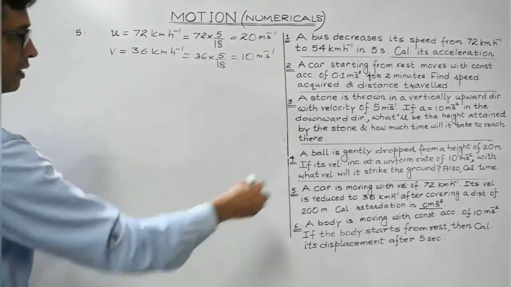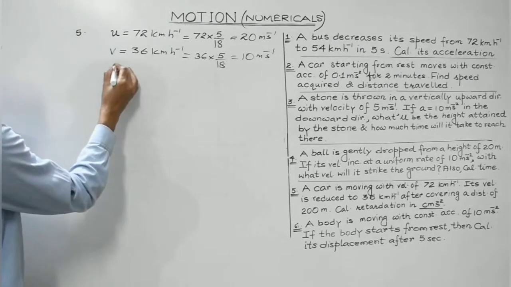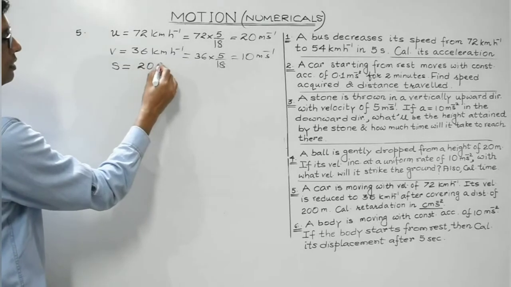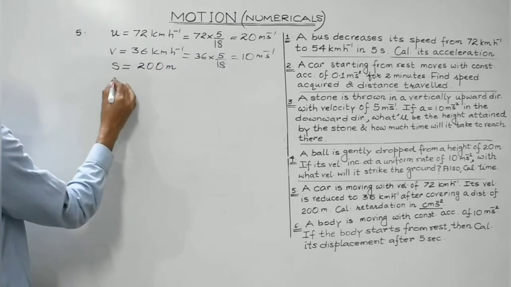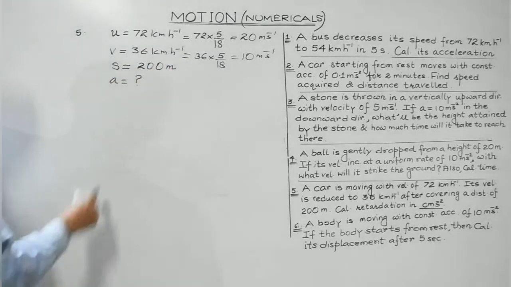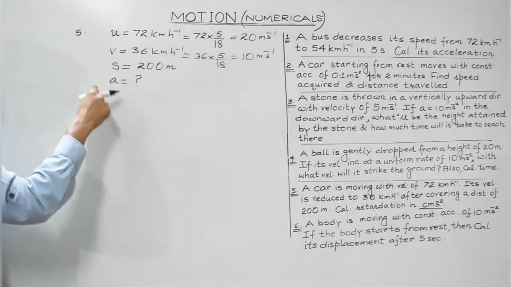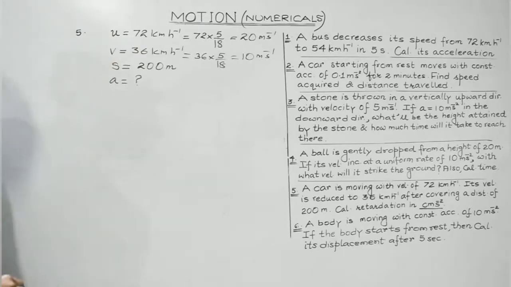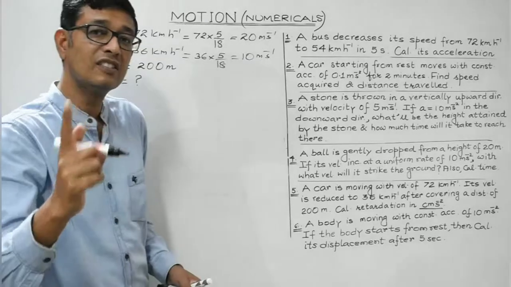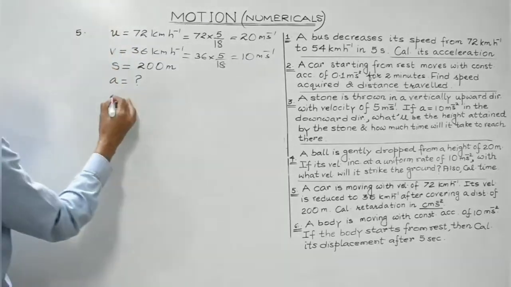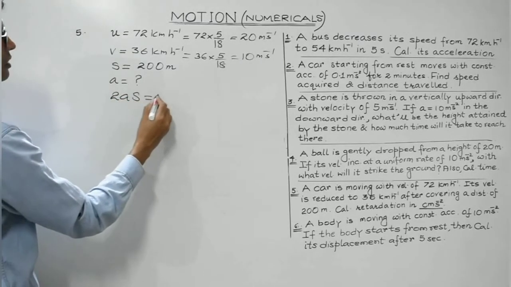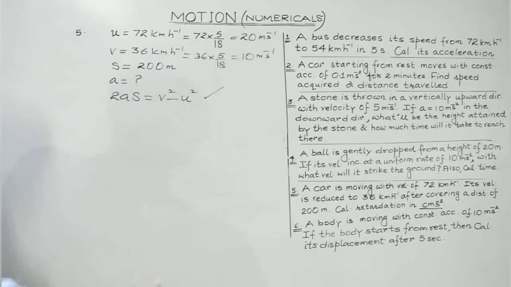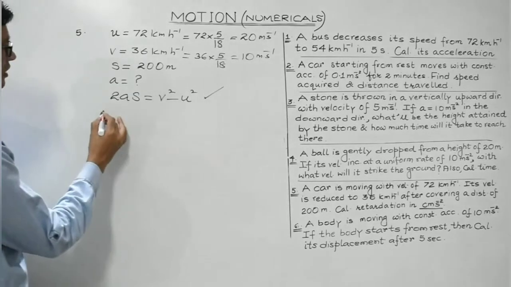And after covering a distance of, what is the distance covered during this? It is given to be 200 meter. We are supposed to find out acceleration. So students, which relation would you use? What is the equation connecting all these four, u, v, s and a? Yes, it's the third equation of motion: 2as is equal to v square minus u square. Here we will make use of this equation, right? Let's substitute the values and we will get the result.